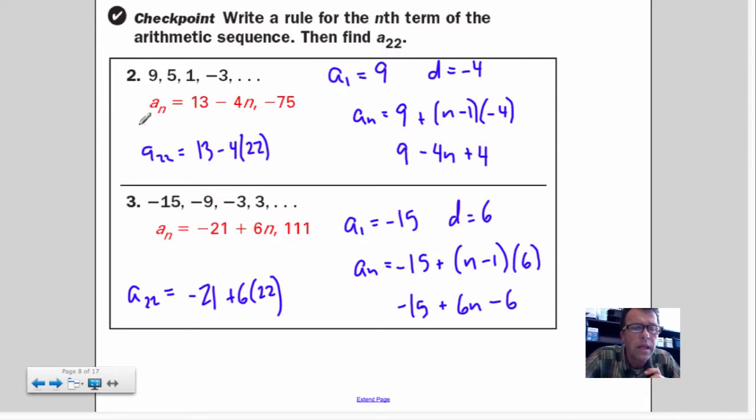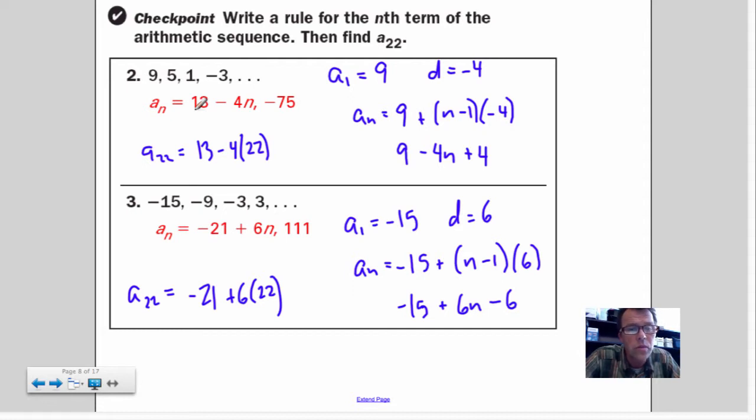And so there is the rule, right? You should have gotten 13 minus 4n. How did I get it? I know the first term is 9. I figured out the difference is negative 4. I plug into the formula. Again, be careful with this negative, right? You're going to distribute this. It's going to be negative 4n, and this would be positive 4. 4 plus 9 is 13, and there's my rule.